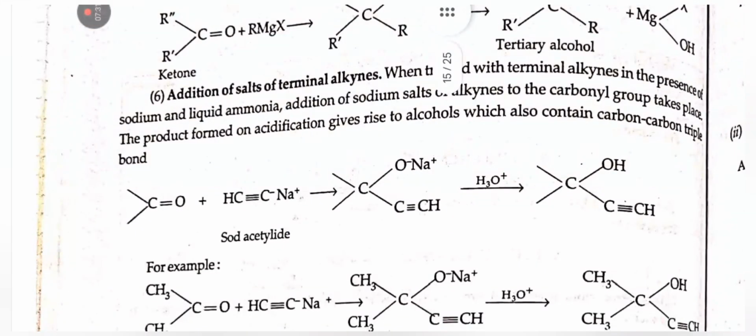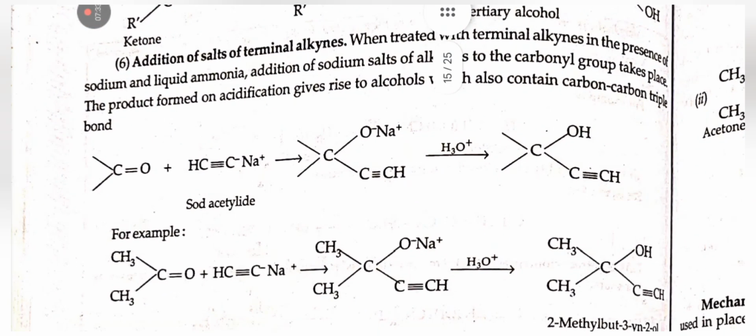Addition of salts of terminal alkyne. When treated with terminal alkyne in the presence of sodium or lithium in ammonia, addition of sodium salt of alkyne to carbonyl group takes place. The product formed on acidification gives rise to alcohol, which also contains a carbon-carbon triple bond.